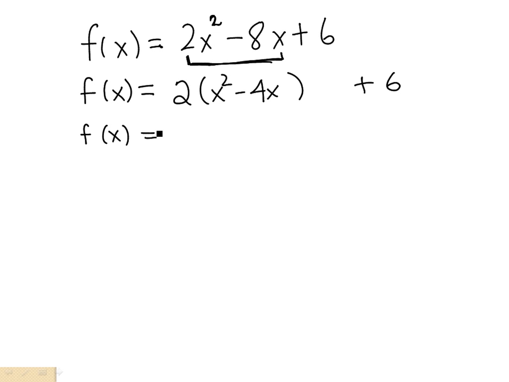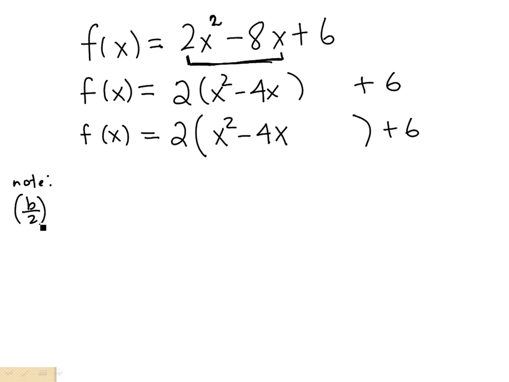Now we're going to complete the square within this parenthesis. So I'm going to make my parenthesis a little bit bigger. I'm going to write x squared minus 4x again, but now I'm going to divide the b part of this parenthesis by 2. Okay, so again, a side note, we're dividing the b by 2 and we're going to square it.